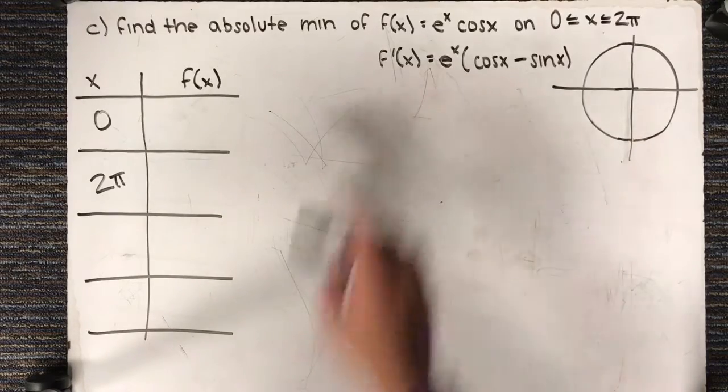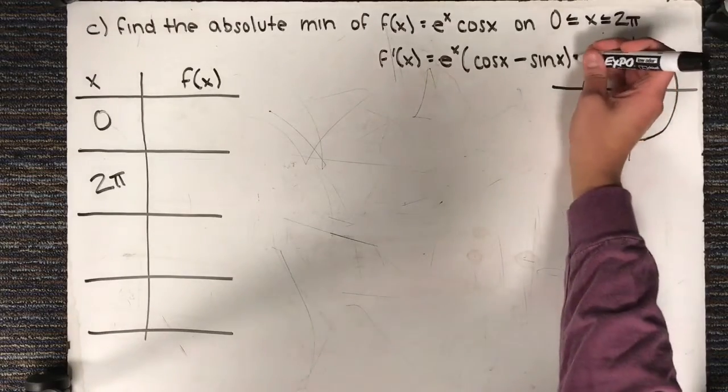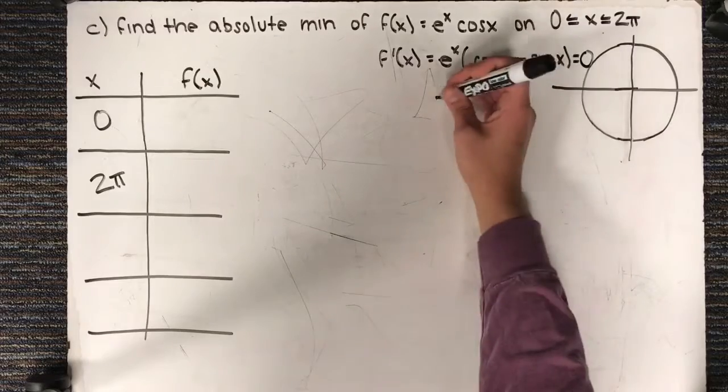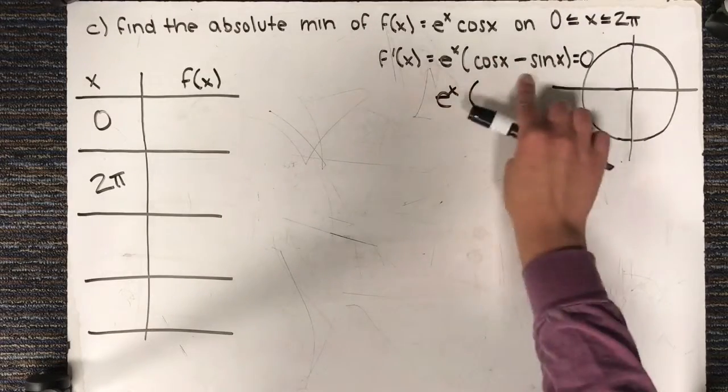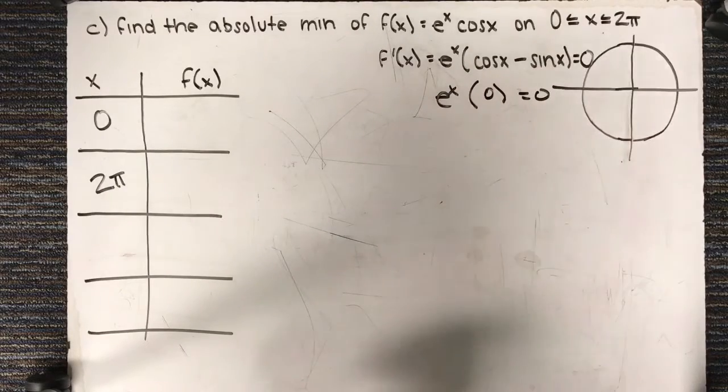So this is the derivative. It's e to the x times cosine of x minus sine of x. And we just need to find where that equals 0. To do that, ultimately it would be e to the x, and we just need to figure out where cosine of x minus sine of x is equal to 0. And that will be wherever cosine of x and sine of x are the same.